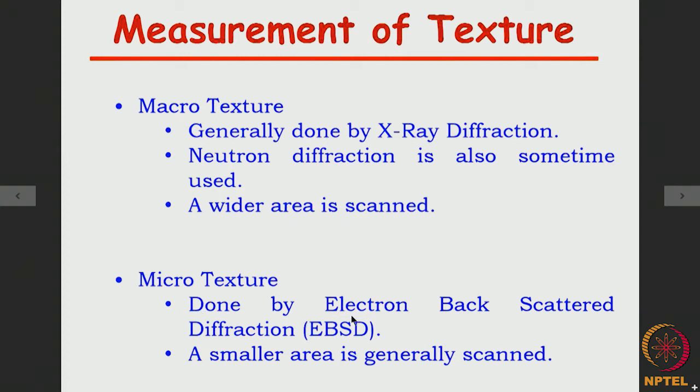On the other hand, microtexture is carried out by electron backscatter diffraction or EBSD, as we will see, and here a smaller area is generally scanned. That means you can have a small microstructure in the material, and it is possible to find out the texture from that small microstructural region. So, you can get texture from a much narrower region. Not only that, it is also possible by this method to pinpoint what orientation the grains within that microscopic region have. So, this is a big advantage compared to the other one, because here you can look at the microstructure and you can also find out the orientations of individual grains, which you cannot do in case of macrotexture.